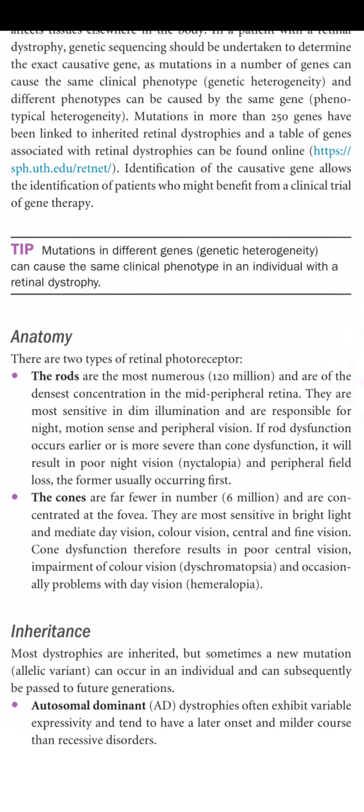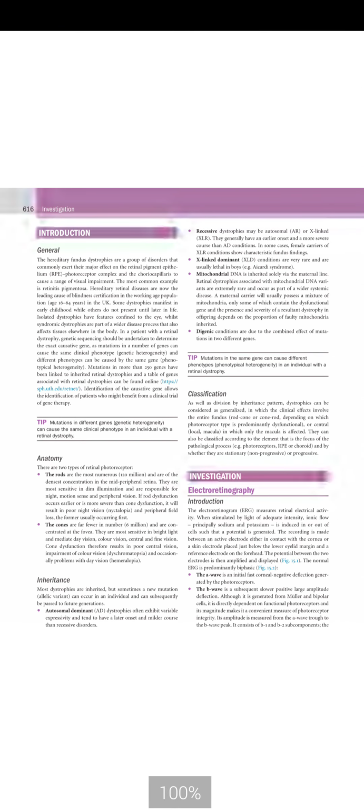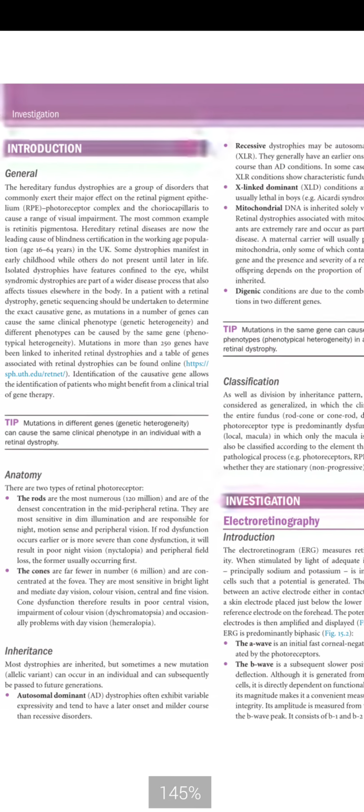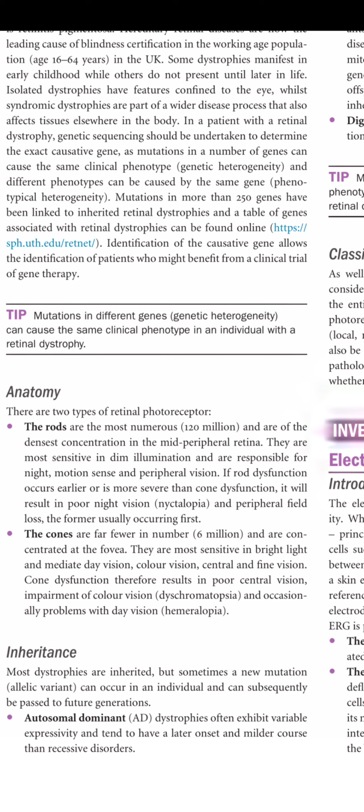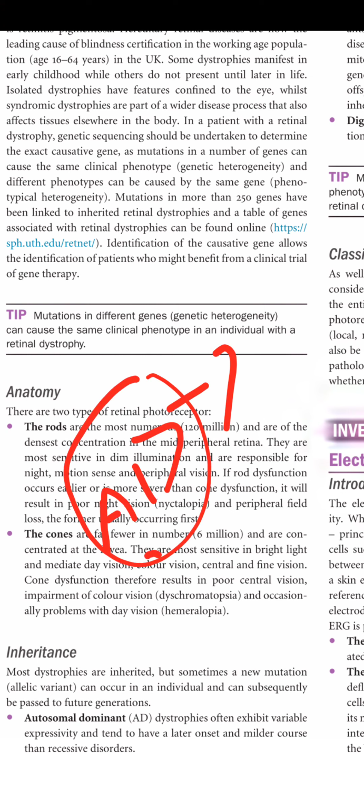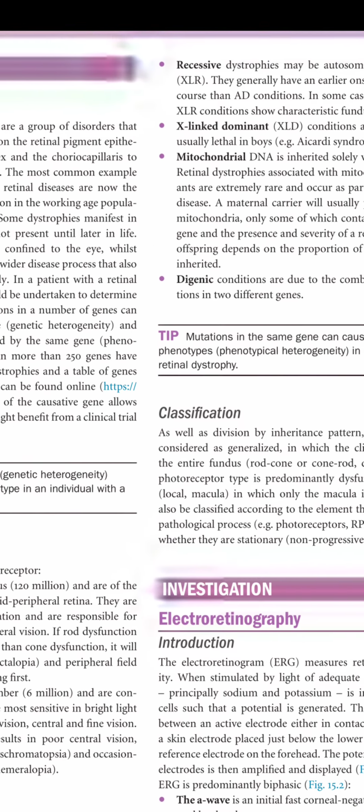So what is the inheritance of the dystrophies? Most dystrophies are inherited, but sometimes a new mutation, allelic variant, can occur in an individual and can subsequently be passed to future generations. Inheritance can be autosomal dominant, recessive, X-linked, mitochondrial, and digenic. Autosomal dominant dystrophies often exhibit variable expressivity and tend to have a later onset and milder course than recessive disorders. So autosomal dominant disorders usually present later in life and are usually milder.